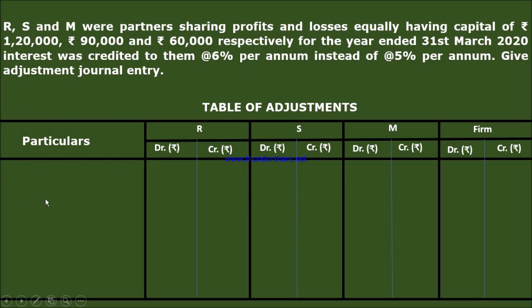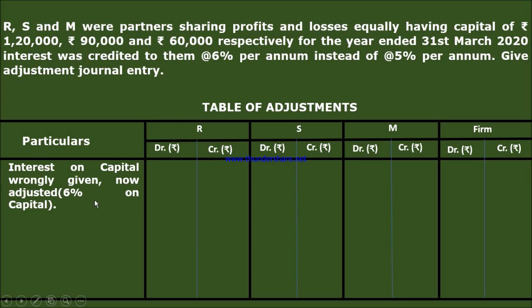So this is the table of adjustment. Interest on capital wrongly given, now adjusted, 6% per annum. That is very much vital, so be careful. I forgot to write here, but you should write 6% per annum. Now, let us calculate that interest. By mistake 6% was wrongly given, so we have to rectify it.